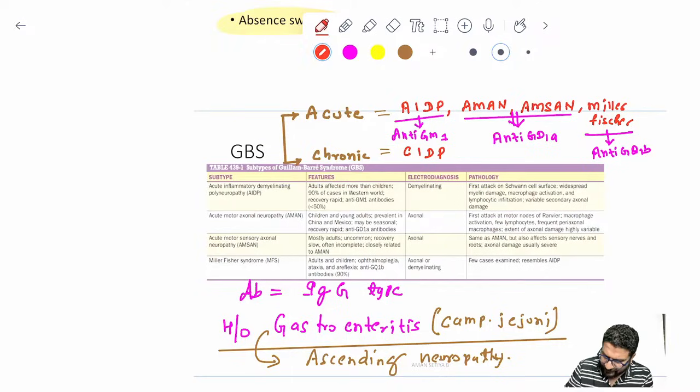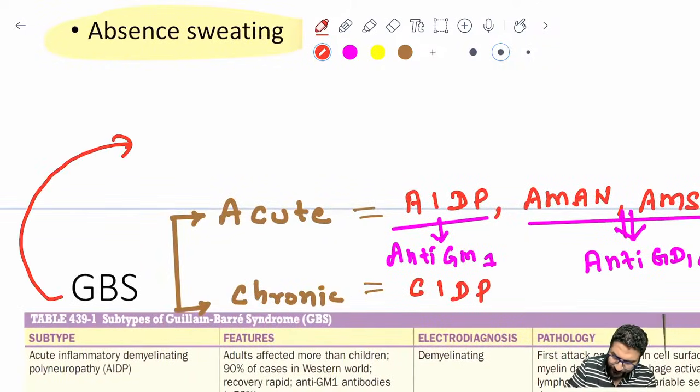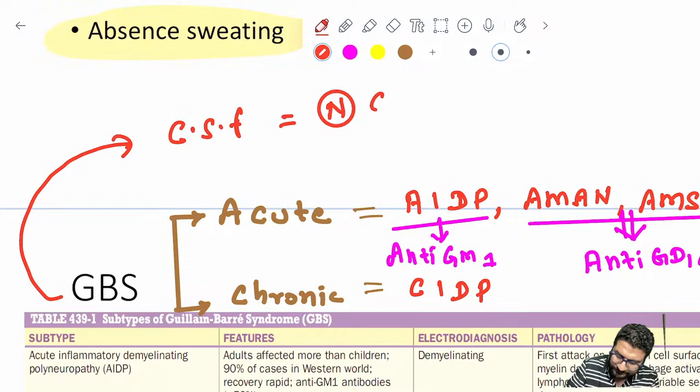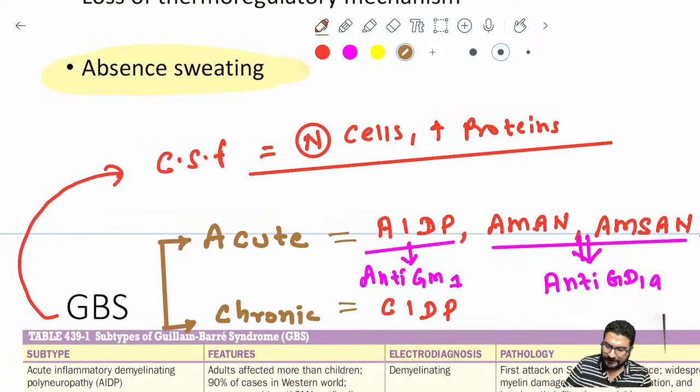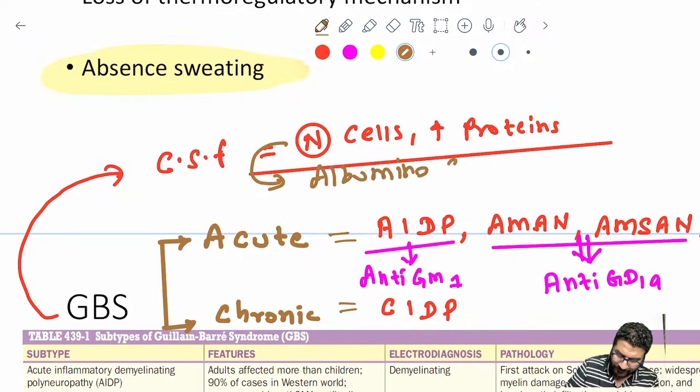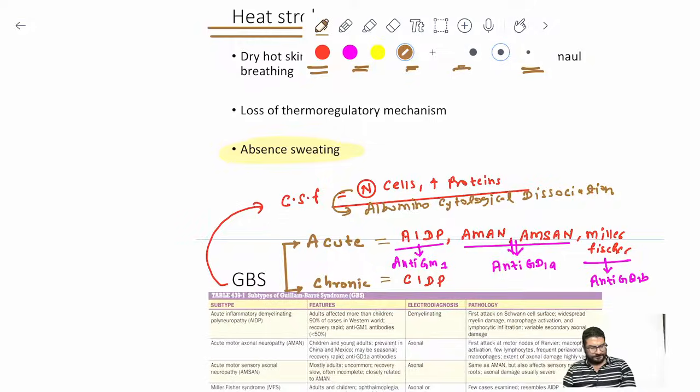Okay, what other questions do they ask from GBS? Very, very important. They ask you, you will find something in CSF. In CSF, cells will be normal. Only protein increases. Generally, if you find any problem, then remember cells and protein both will increase. So this is called albuminocytological dissociation.